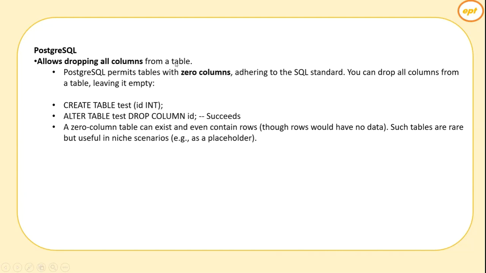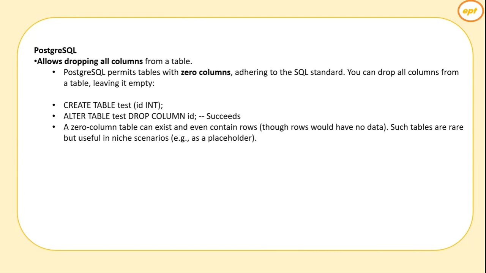It is saying that Postgres is allowing dropping all columns from the table. This is in the latest versions. In earlier versions you can't delete them, just like other relational databases. In the recent version of Postgres, you can drop all the columns from the table. That means Postgres is allowing you to create a table without any columns, with 0 columns. I don't know what the purpose was that they created it.